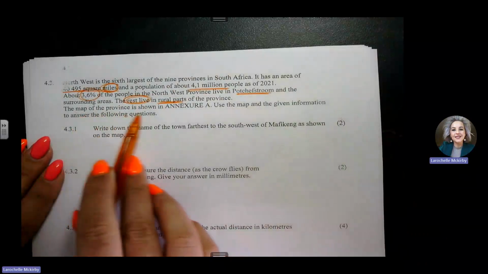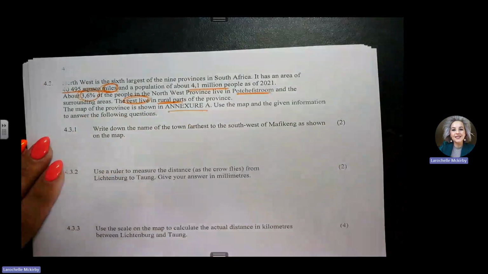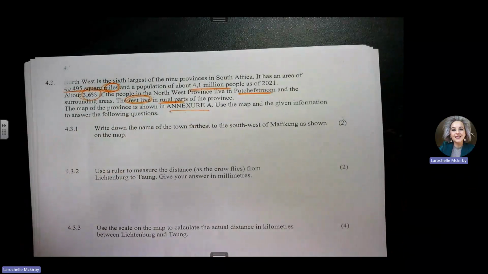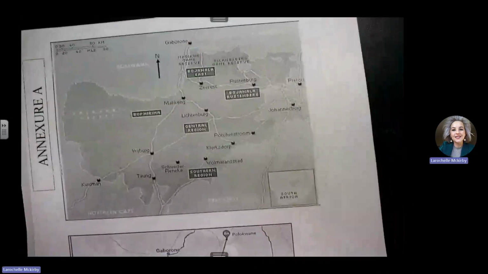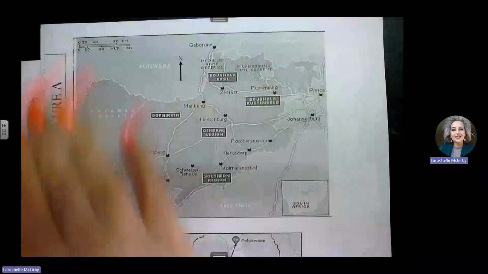The map of the province is shown in Annexure A. Use the map and the given information to answer the following questions. Let's go and have a look. Where's that map? There we go. Annexure A. There your map is.